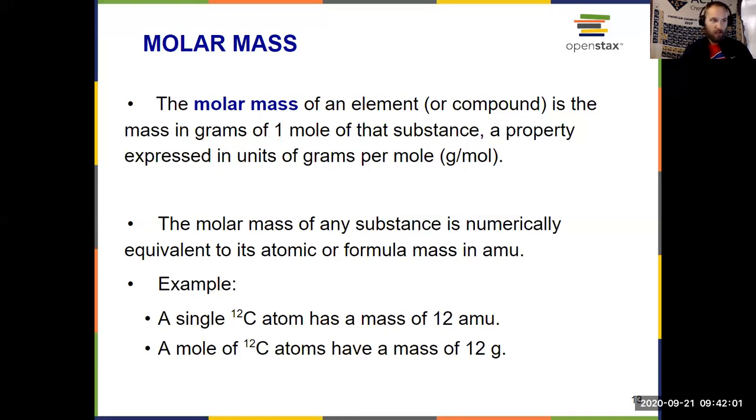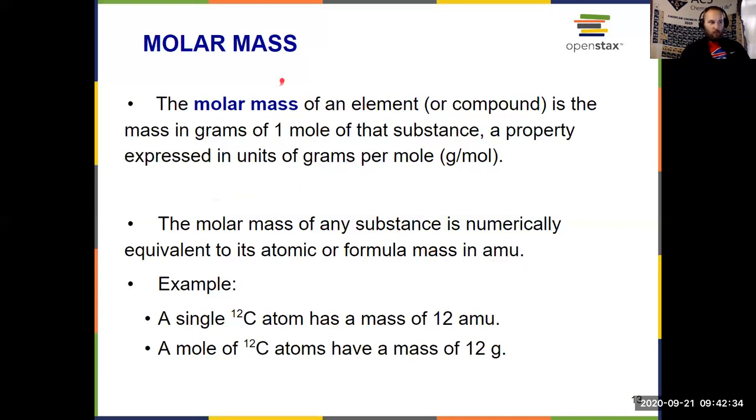So we get the same kind of relationship. And that relationship is the fact that the molar mass of a compound, which has the units of grams per mole, is equal to the formula mass in atomic mass units, which we just talked about how to calculate. Okay. So that's what this middle bullet point is saying. Molar mass of any substance is numerically equivalent to its atomic or formula mass in AMU. Difference just being, right, if it's an atom or a molecule or an ionic compound.